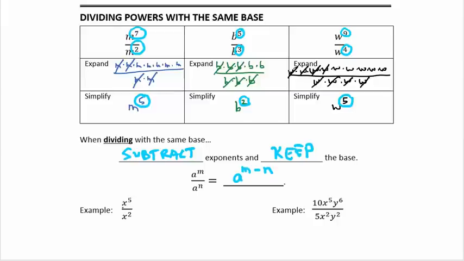X to the 5th divided by x to the 2nd, they have the same base. So x is going to be our base. And since it's division, I'm going to subtract. 5 minus 2 is 3. And that's what I get there.